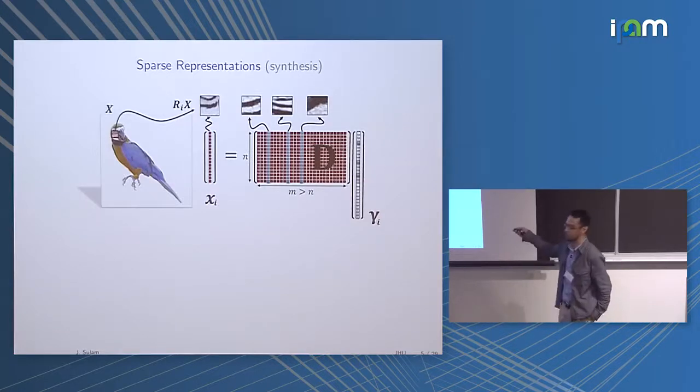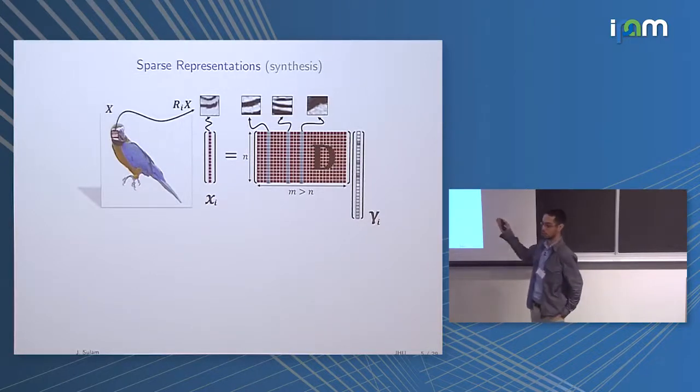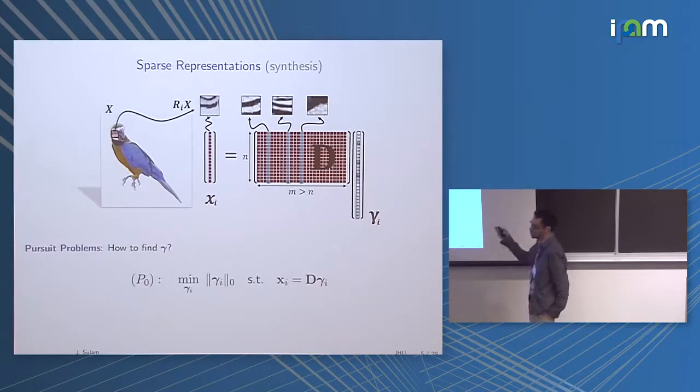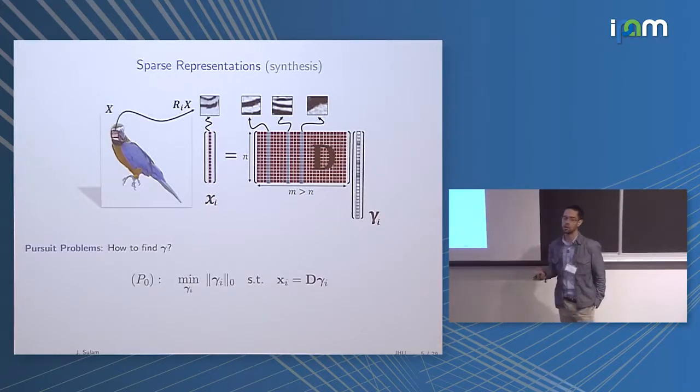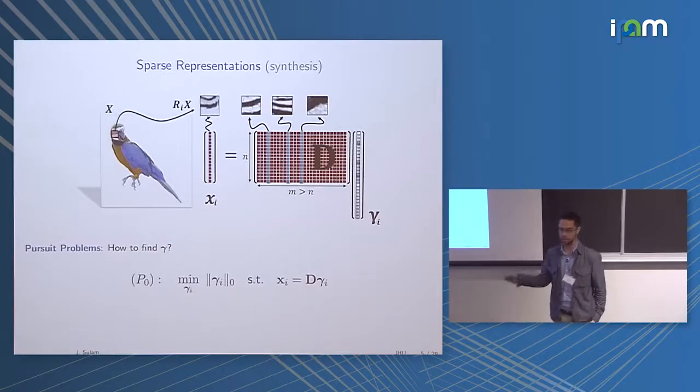Now, there's an infinite number of these that are equally likely in principle. So we're going to try to find the simplest of them all, and we are going to measure complexity by the number of non-zeros that it has. So essentially, we are minimizing this L0 pseudo-norm that counts the number of non-zeros.